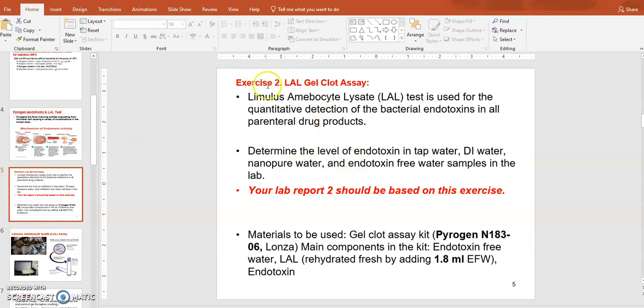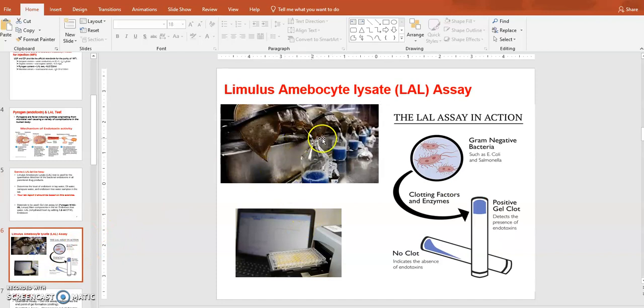Okay, so exercise 2 is LAL gel clot assay. So LAL stands for limulus amebocyte lysate. So limulus amebocyte is the horseshoe crab's blood cells. That's what limulus amebocytes are. So if I show you, these guys are the horseshoe crabs. Horseshoe crabs, crustaceans, living on the ocean bottom. Okay, they have special blood cells. Their blood is kind of blue color, and then their blood cell lysates are what LALs are. Limulus amebocyte lysate.